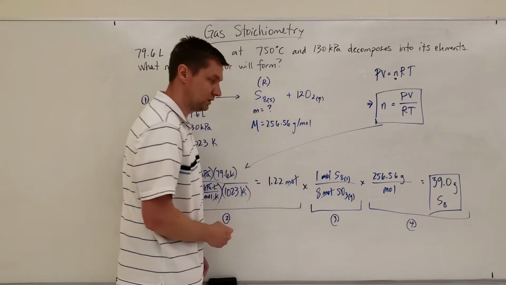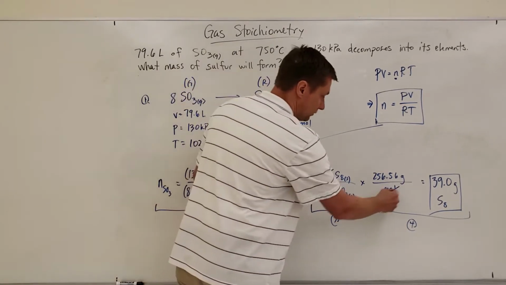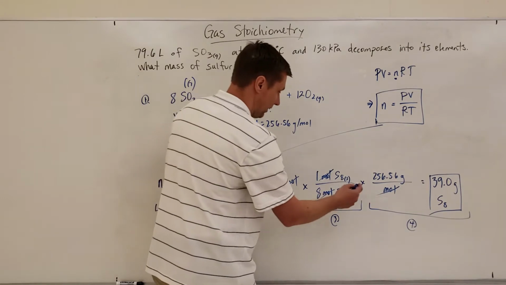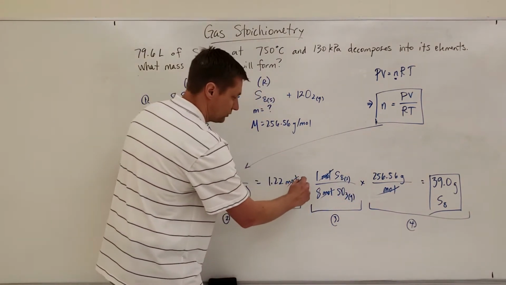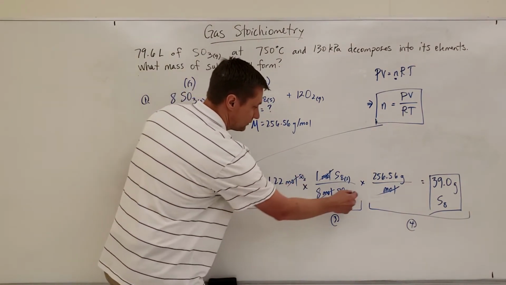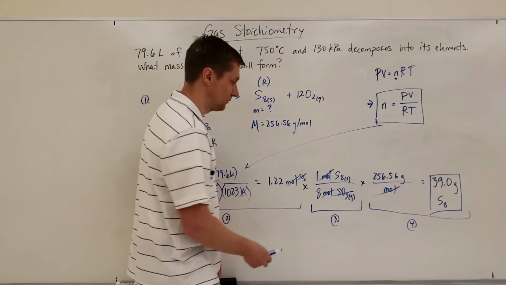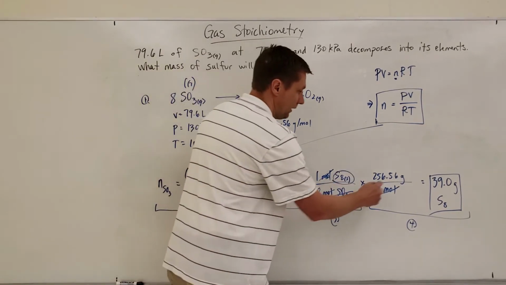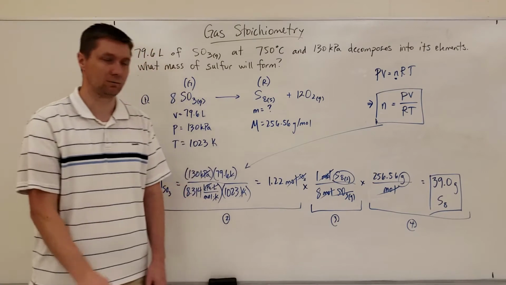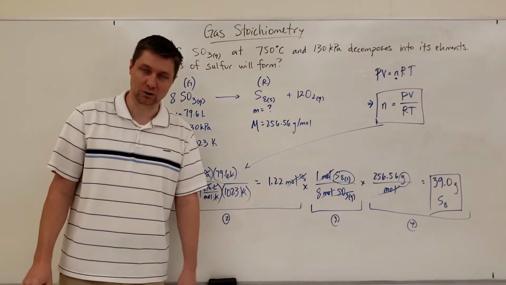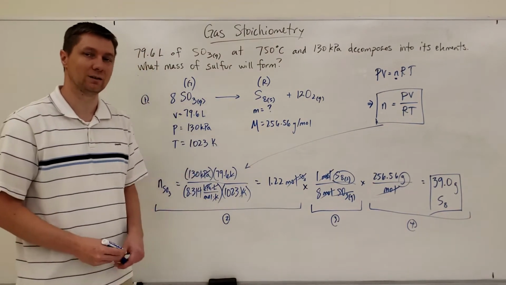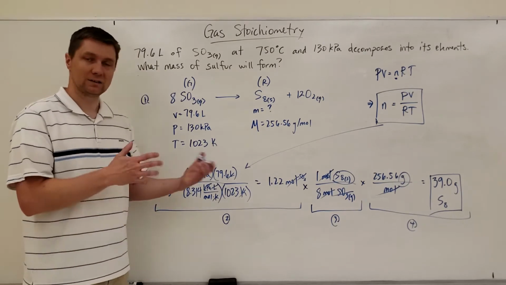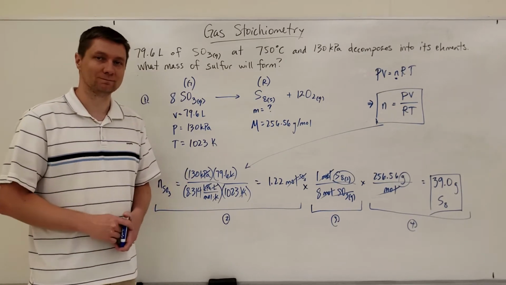These moles cancel with these moles, and then those moles cancel there with that, and I'm left with 1.22 moles of SO3, so that SO3 will cancel. I've just kind of left that one out there. And then grams of S8 is what I'm left over with, 39.0 grams of S8. I'm pretty confident that that's the right answer. So that's example number two, back with one more.